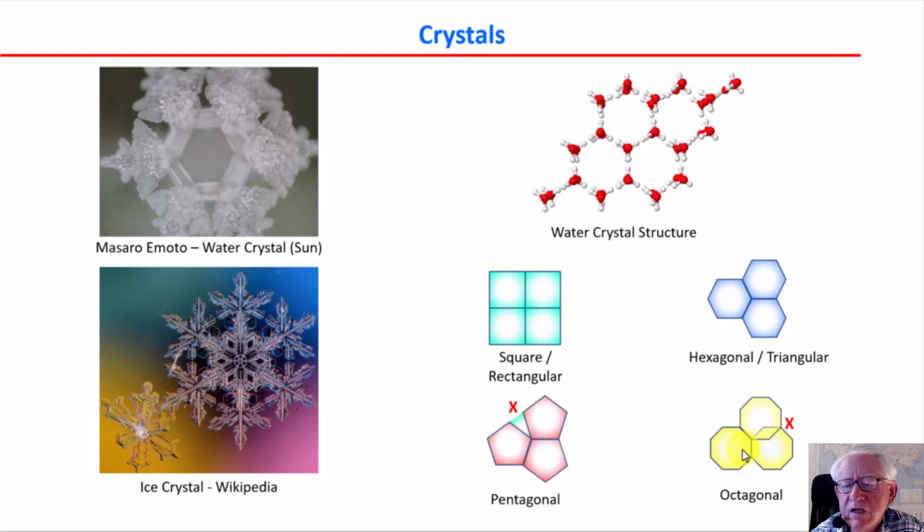Likewise, for octagonal figures, they overlap. In other words, if we cluster them together, they overlap. In other words, they clash. They don't fit together smoothly as for the 4 and the 6-sided figures.